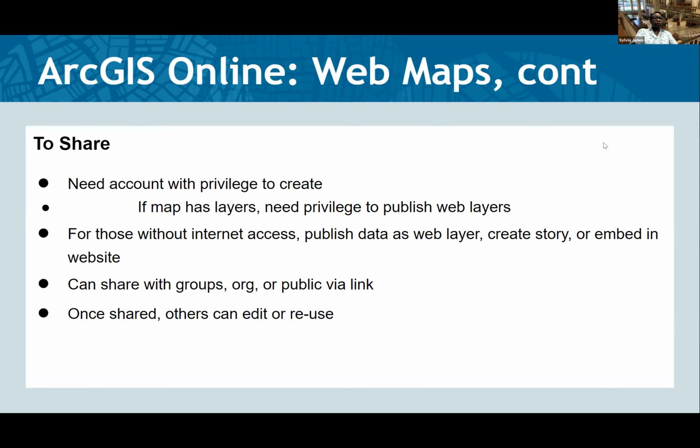And then these are different ways that you can share them. You need to have an account with a privilege to create. And if you're creating maps with layers, you need to have privileges to be able to publish the web layers. Generally, for those people without internet access, you can normally publish the data as a web layer or you can create a story, or you can embed them in websites. And again, I think I mentioned it just earlier, you can share the maps with groups. You can share them in your organization. I can share them to the public via links.